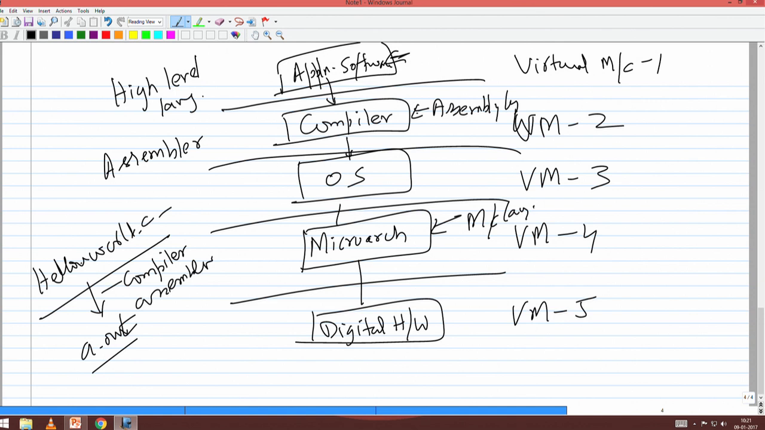The first translation is the application software getting compiled into an assembly language program, and then the assembly language program getting converted into a machine language. So, this virtual machine that you see on the topmost layer can understand one language, which is the high level language. The compiler basically takes the high level language and converts it into an assembly language. The microarchitecture can understand only the machine language. So, there is an assembler which will convert that compiled assembly language program into zeros and ones, which is the machine language.